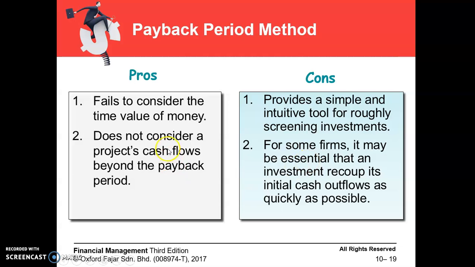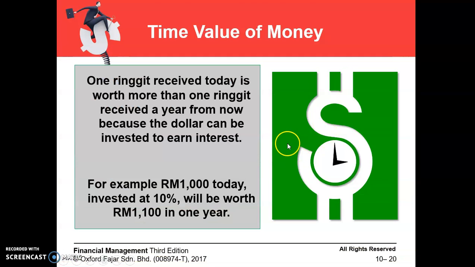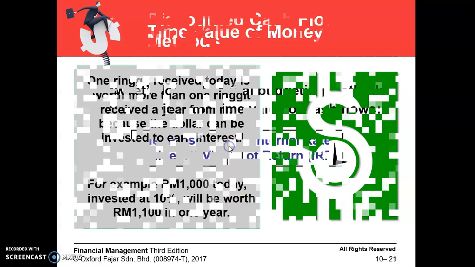Okay, your pros and cons. Your pro, provide simple and intuitive tool, whereas cons, fail to consider time value of money. Con, you do not consider project cash flow beyond the payback period. And for pro, okay, it may be essential that investment can cover its initial cash outflow as quickly as possible. Okay, time value of money, you have learned from the previous chapter. Time value of money means 1 ringgit today is more valuable than what you can receive after. For example, you receive 1,000 today, you can invest 10%, then it is worth 1,100 in 1 year.